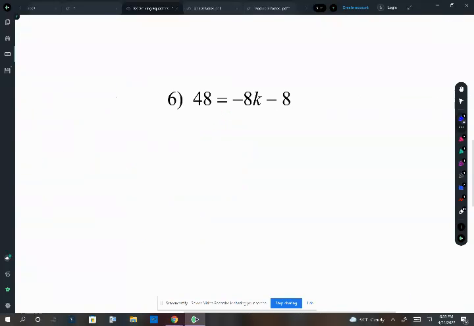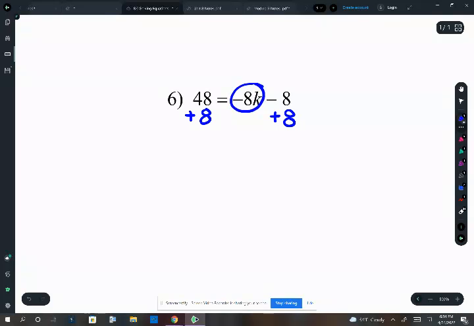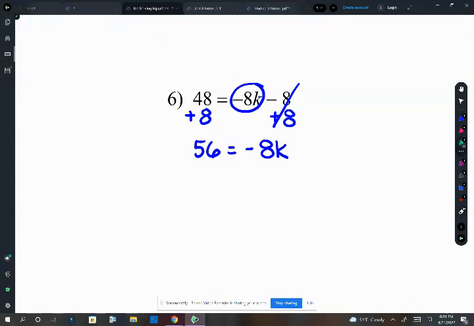Number 6, this is another just two-step equation. So here's our negative 8. We're going to add 8 to both sides. This goes away. 48 plus 8 is going to give us 56, is equal to negative 8k. And then again, the negative 8 is next to the k, so it's multiply. So we undo multiply by divide. And 56 divided by negative 8 is going to give us negative 7.